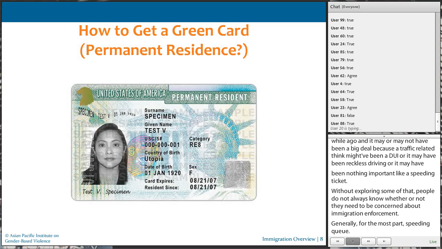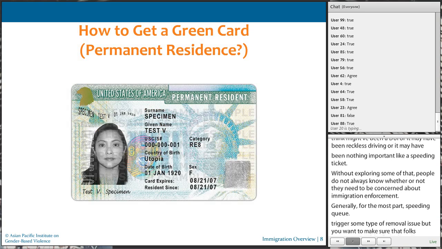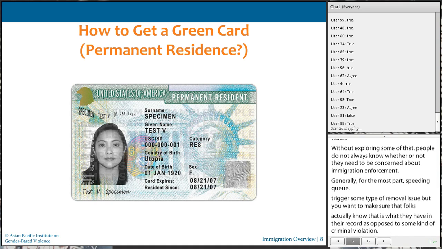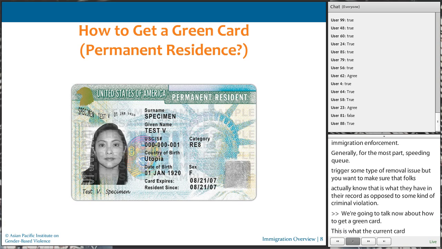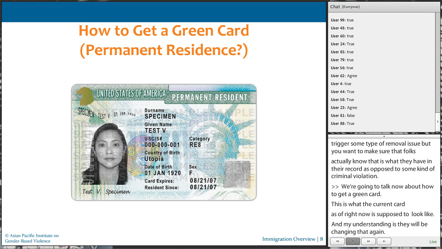So we're going to talk now about how to get a green card. Isn't that a lovely picture? So this is what the current card as of right now is supposed to be looking like. And my understanding is they're going to be changing that again. I know there have been various versions over the years. Some people have a white card that has a lot fewer holograms than this one. And in the future, we understand they're changing it again. So we'll see.